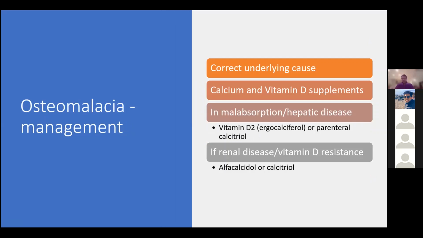Osteomalacia, more specific management, give them calcium and vitamin D supplements, but which vitamin D supplements you give depends on the underlying cause. If it's due to malabsorption or hepatic disease, you want to give them ergocalciferol, which is vitamin D2, or parenteral calcitriol to overcome the malabsorption and the lack of activation in the liver. If it's renal disease or vitamin D resistance, then you want to give them alfacalcidol or calcitriol, which is already fully activated vitamin D and doesn't require any further activation.